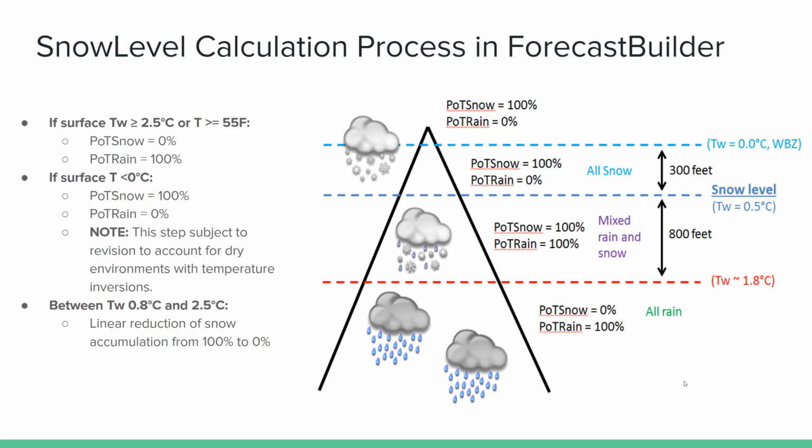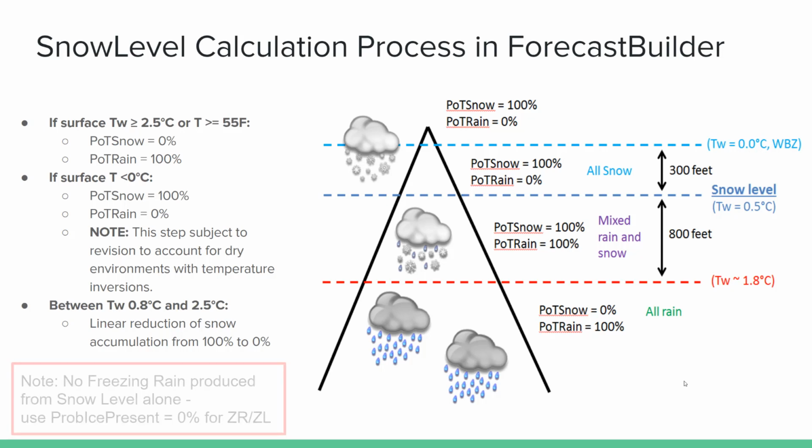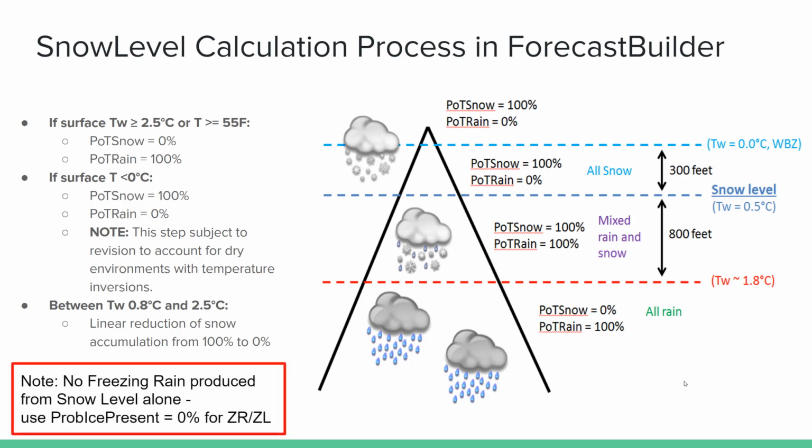Finally, if the surface temperature is below freezing, the temperature may override snow level to dictate that precipitation must be all snow. However, if the desired outcome is not snow, but instead freezing rain or drizzle, this can be dealt with by using the prob-ice present grid, which will be discussed more in a bit.